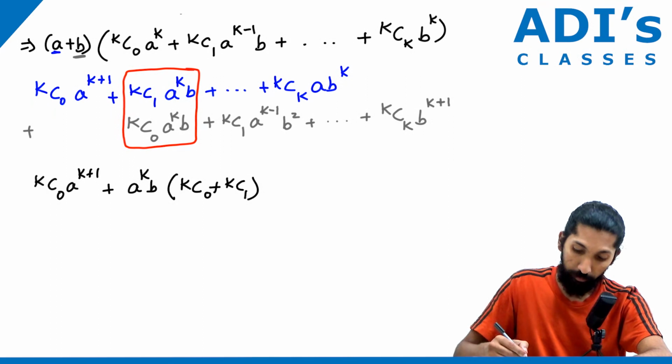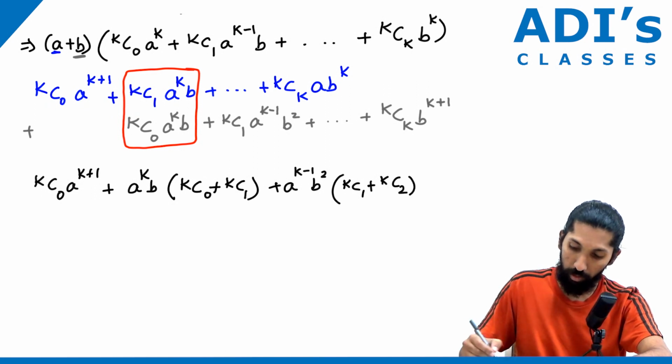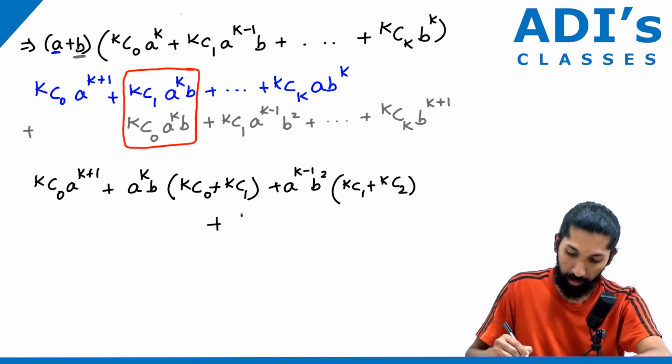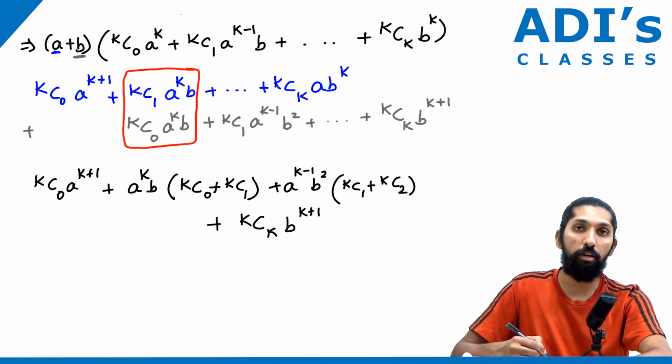Next, same thing: if you do, then you can take a power k minus 1 into b square as common. Correct? So you will get kC1 plus kC2, and so on and so forth till the last term, write it as it is: kCk b to the power of k plus 1.